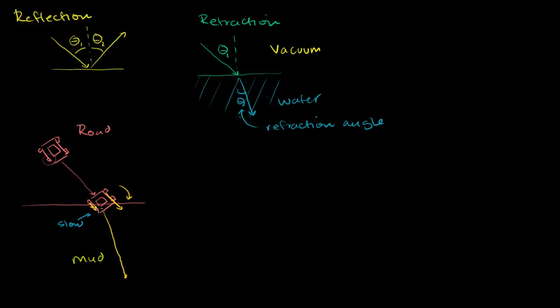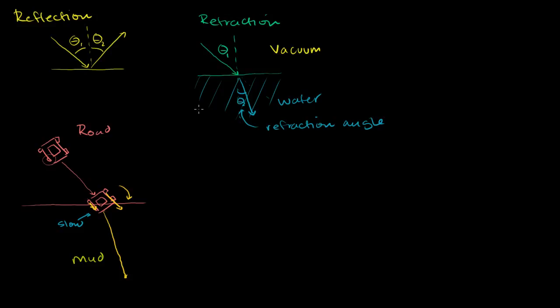Now, obviously, light doesn't have wheels and it doesn't deal with mud, but it's the same general idea. When I'm traveling from a faster medium to a slower medium, you can kind of imagine the wheels on that light on this side of it, closer to the vertical, hit the medium first, slow down, so the light turns to the right.